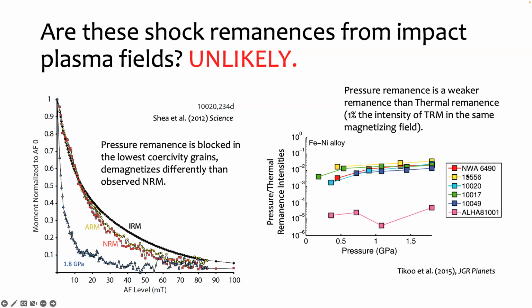So in this case, we did this experiment on some other Apollo basalts and found that shock is 1% the intensity of TRM. So you would need really strong fields from impacts in order to produce a similar looking NRM intensity. And even if you did have a similar NRM intensity, the character of the demagnetization would look different.